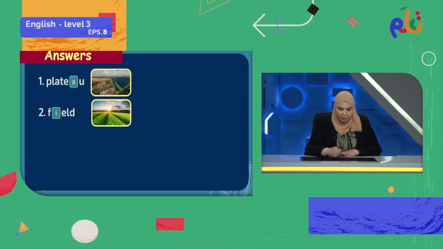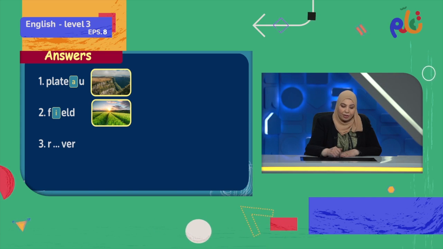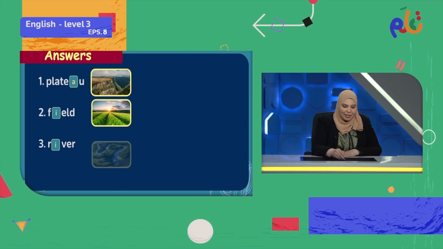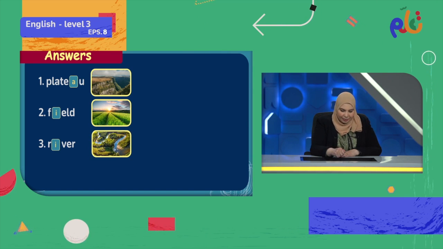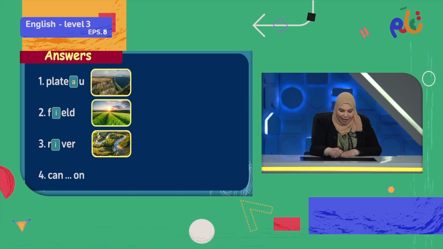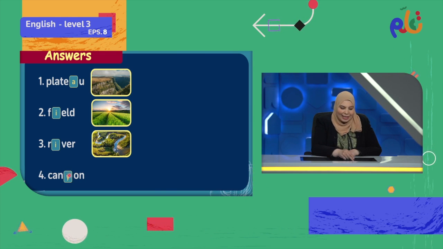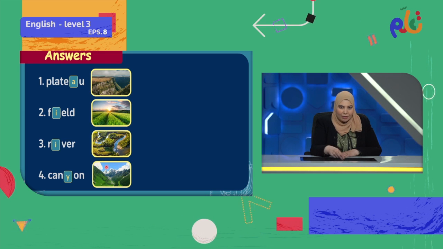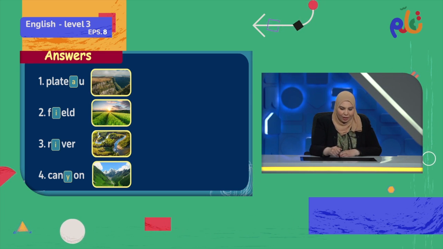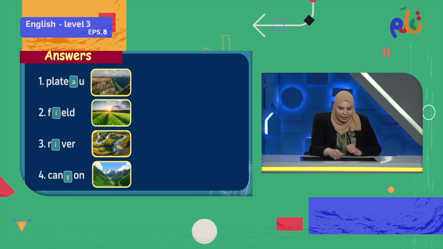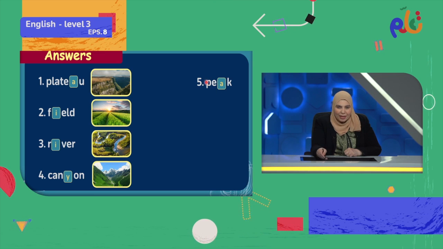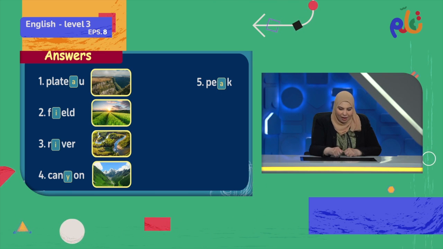That's why we call it a field. And we have river, it's missing an I, and this was the picture for it. And a canyon, it's missing, yes, Y. And it's a crack between mountains or a crack in land, it's called a canyon. And we have peak, missing A, P-E-A.